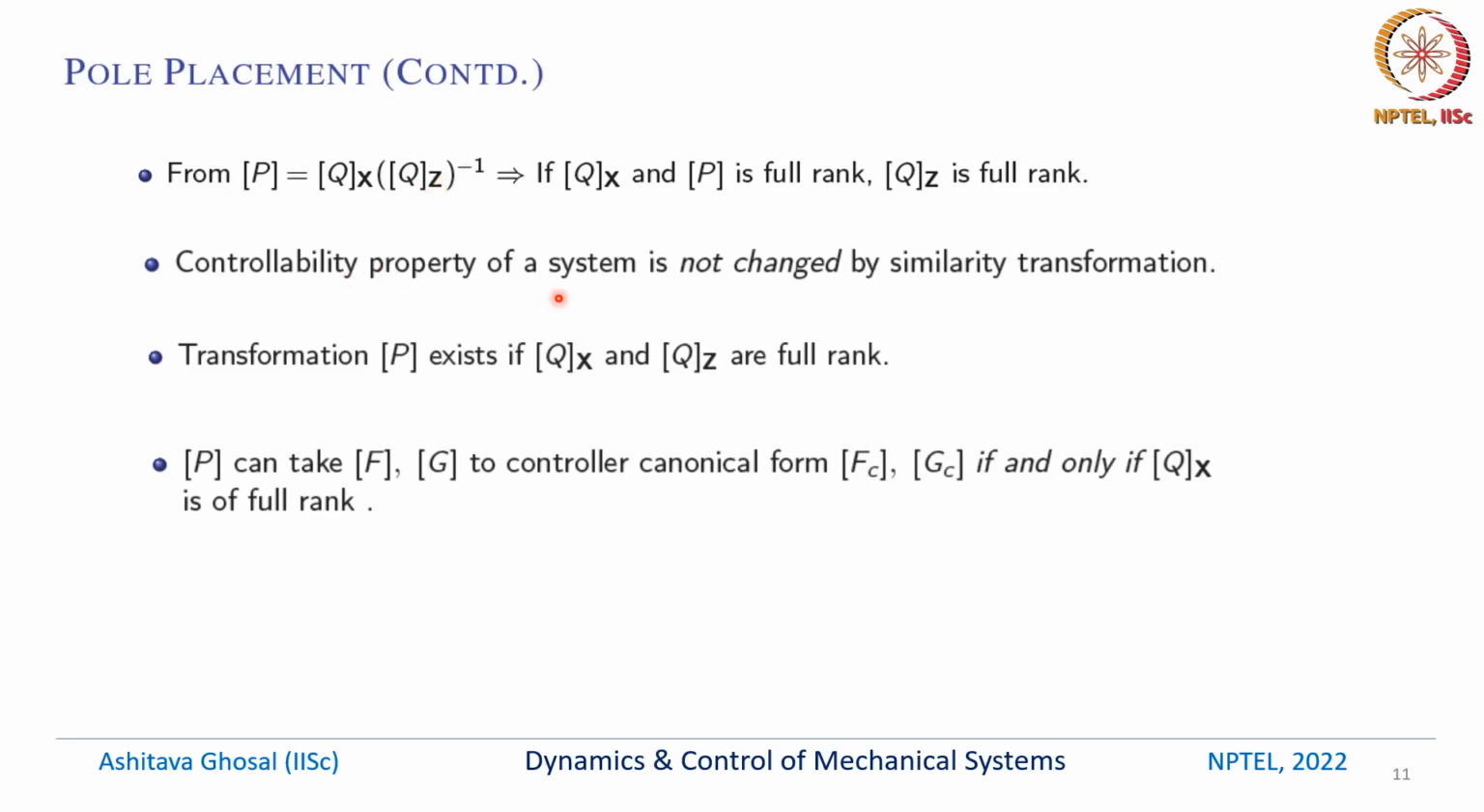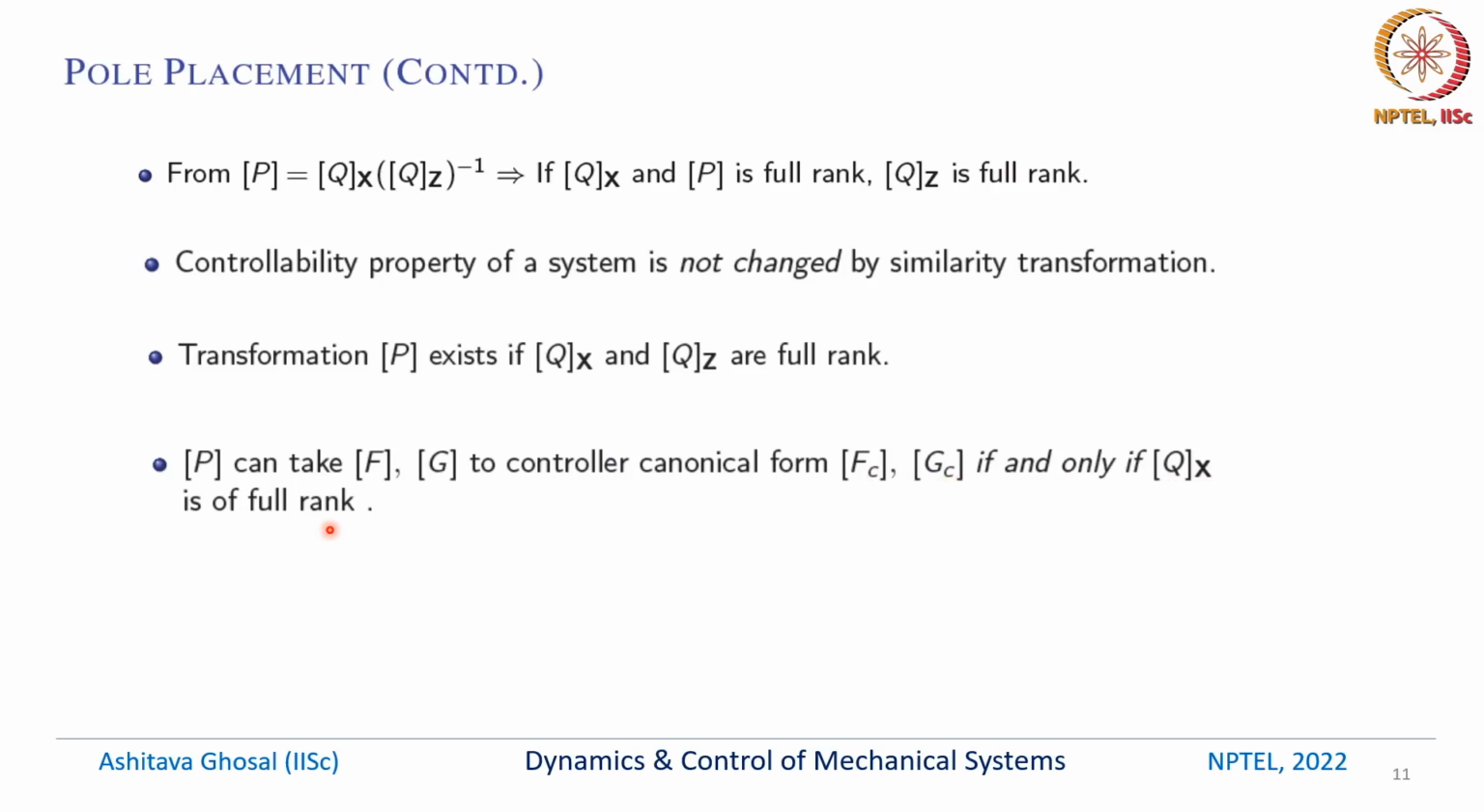So the controllability property of a system is not changed by this similarity transformation, which is x equals P into z. The transformation P exists only if Qx and Qz are full rank. So P is Qx into Qz inverse. If there is an inverse of Qz or there is an inverse of Qx, only then P will exist. Hence we can conclude that P can take F and G to controller canonical form Fc and Gc if and only if Qx is full rank.